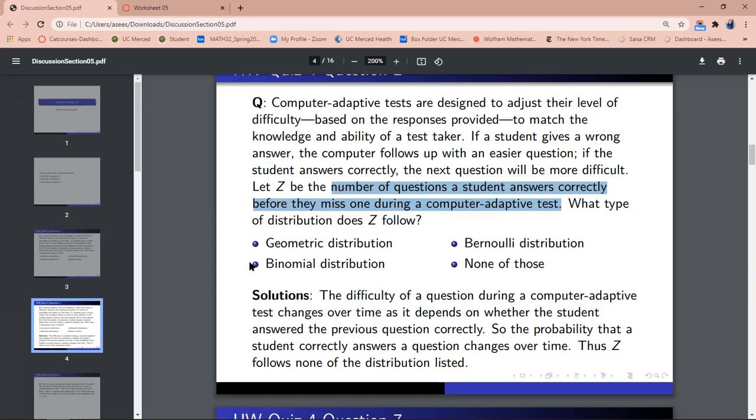But if someone misses the 10th one, it will be 9. But we can't predict the pattern right now. It's not geometric because we cannot predict a pattern. There's no pattern to this, right? Does that make sense? Cameron?